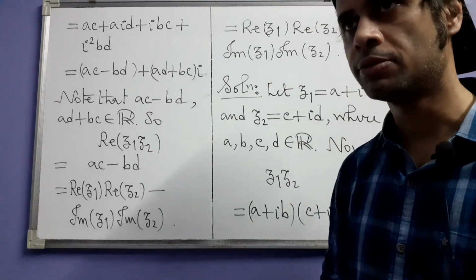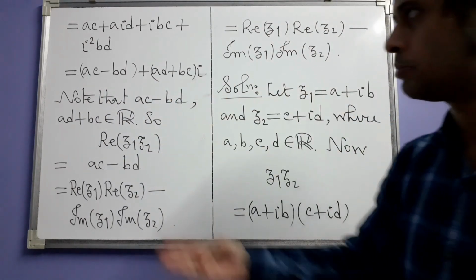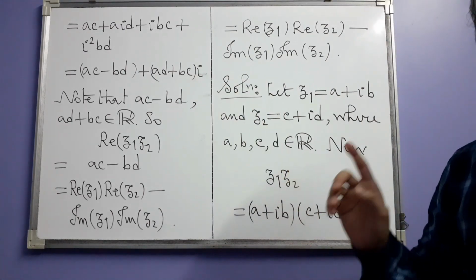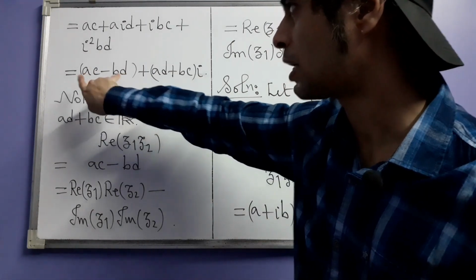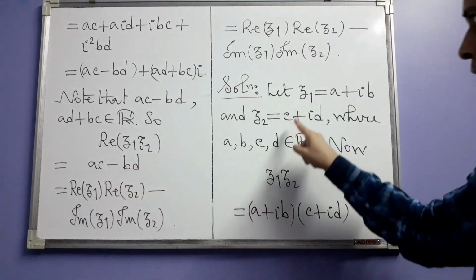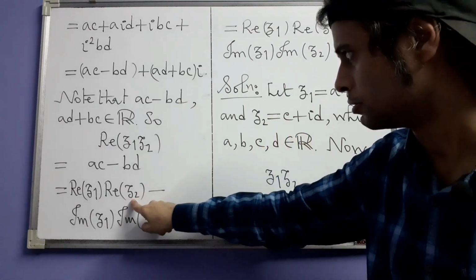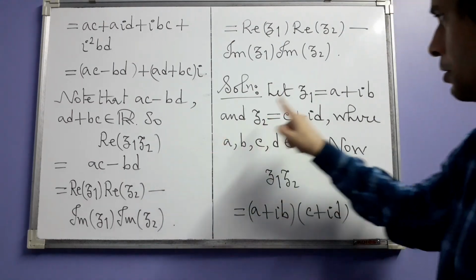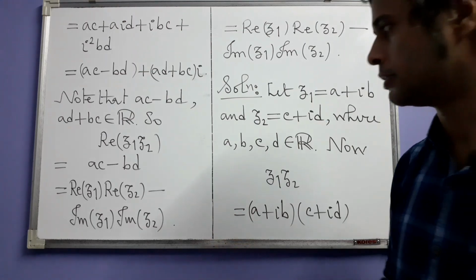The important thing to note here is that this and this are real numbers. So that means this is the standard form of this product z1 z2. And that is why the real part of z1 z2 is this, the part that is not with i, ac minus bd. What is a? a is the real part of z1. c is the real part of z2. b is the imaginary part of z1 and d is the imaginary part of z2. So that's how you get your identity.